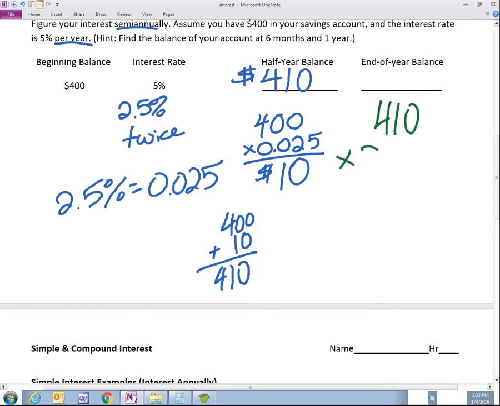We're going to multiply that once again by 0.025 because that is our new amount of money that we have to find 2.5% of.